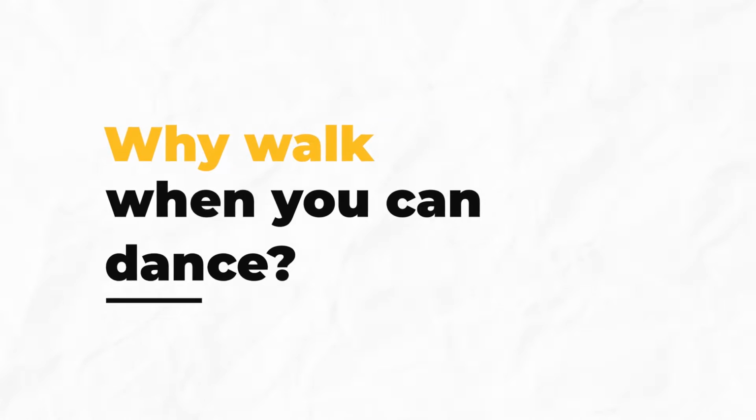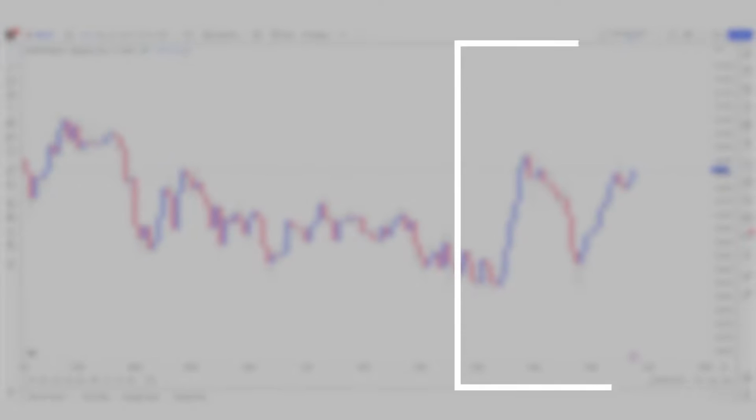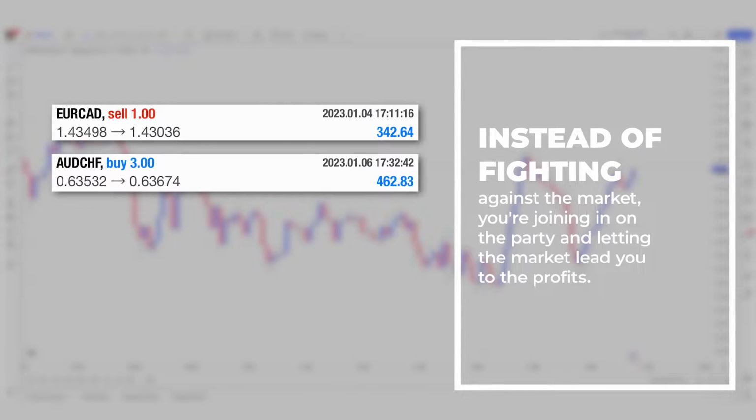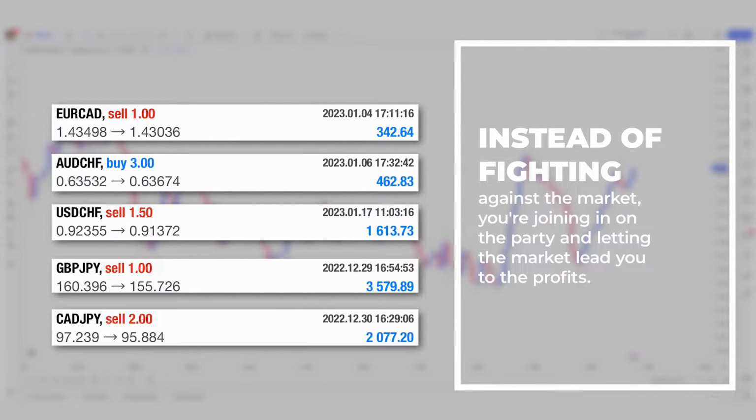So this information is like nothing you've ever seen before and is going to change your trading game. You know what they say, why walk when you can dance? Well, that's exactly what trend trading is all about. Instead of fighting against the market, you're joining in the party and letting the market lead you to the profits.